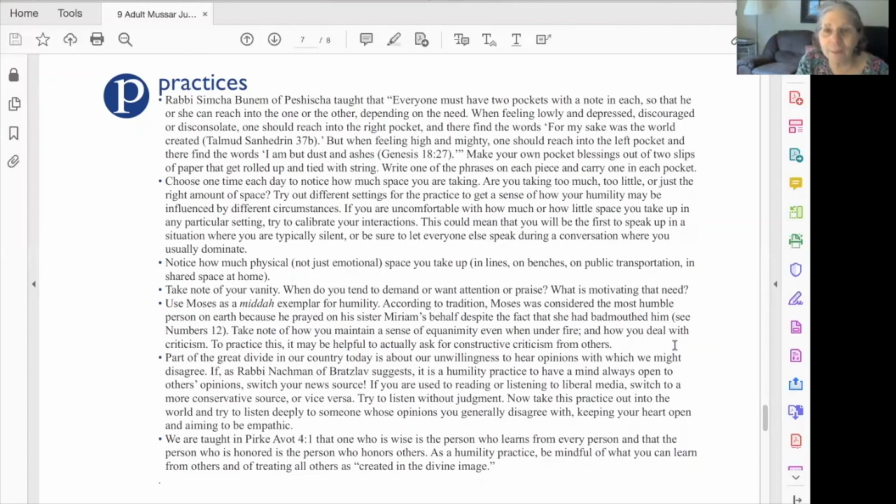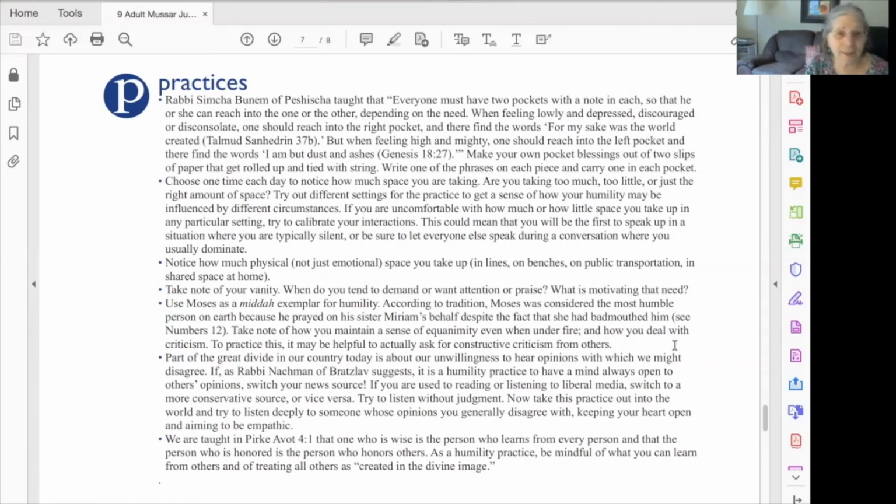Make your own pocket blessings from 2 slips of paper, roll them up, tie them with string, and put one in each pocket to carry. See how they stand you in good stead through the day. It is a wonderful practice that I have done and have found so very rewarding.